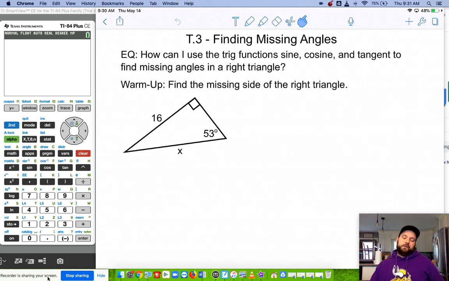Hello! Third video, second to last one of this little miniature trig unit. Today we're going to talk about how to find an angle if that's missing. So the last 2 days we've talked about how to find missing sides. First through Pythagorean theorem, second through using sine, cosine, tangent. And today we're going to talk about finding angles using sine, cosine, tangent as well. Process is a little different, but there's a lot of similarities.